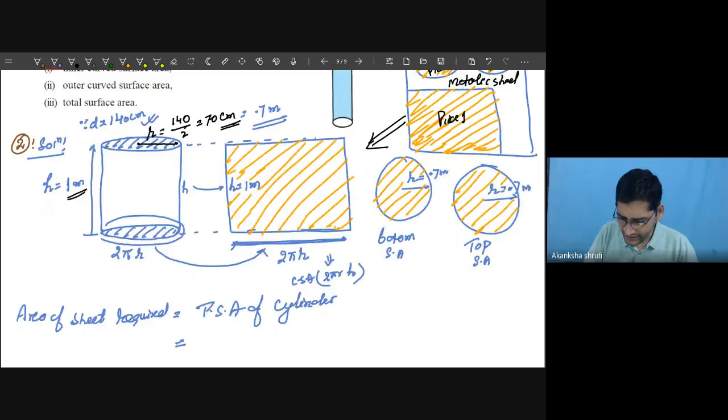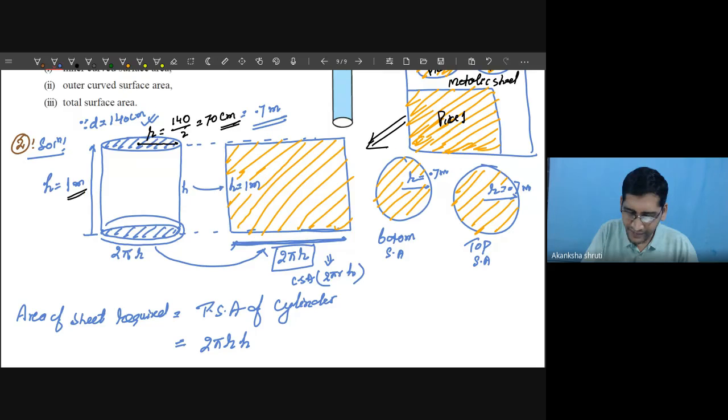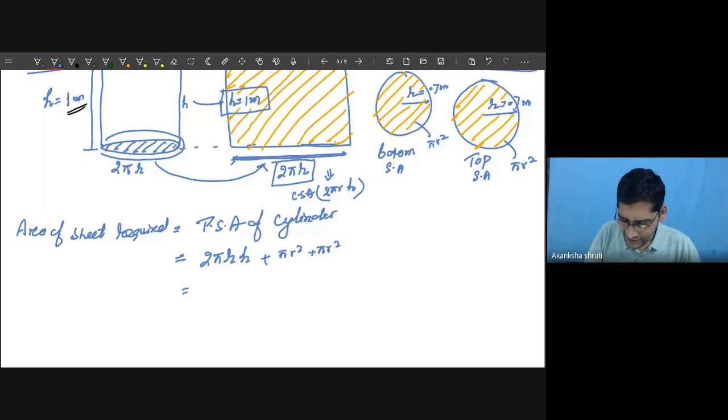How is the TSA calculated? 2 pi r has to be multiplied with h plus r. Good. So this 2 pi r we have taken, this h we have taken for this rectangular sheet, plus the bottom, it is obtained by pi r square. This area is also obtained by pi r square. So pi r square plus pi r square becomes 2 pi r square. So 2 pi r can be taken outside, it becomes h plus r. It's okay. Now let us substitute.